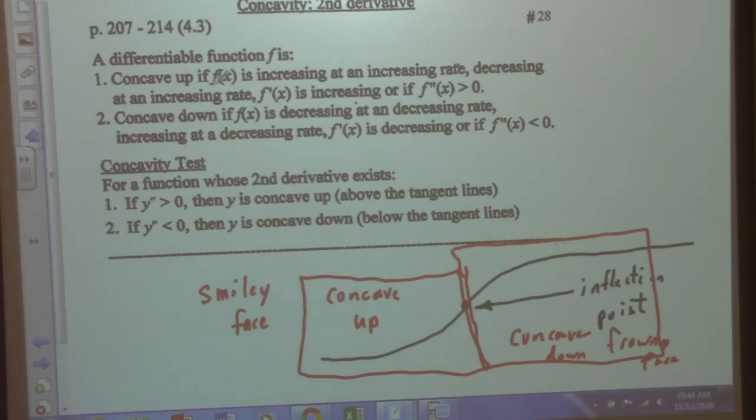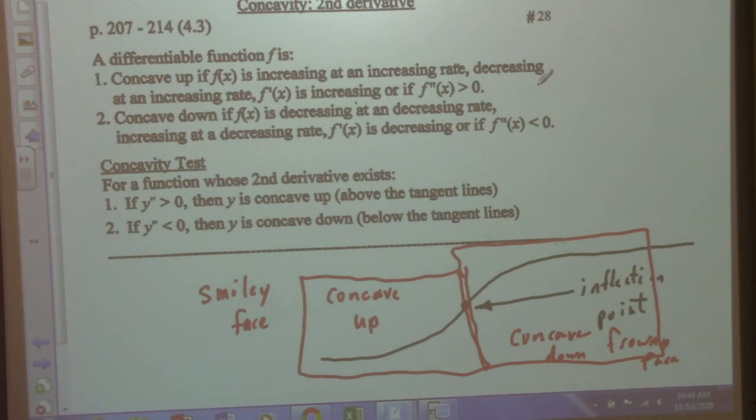Now look at the definitions. Number one, concave up: f of x is increasing at an increasing rate. Do you see that? Increasing, and the rate is increasing. And then increasing at a decreasing rate is concave down.